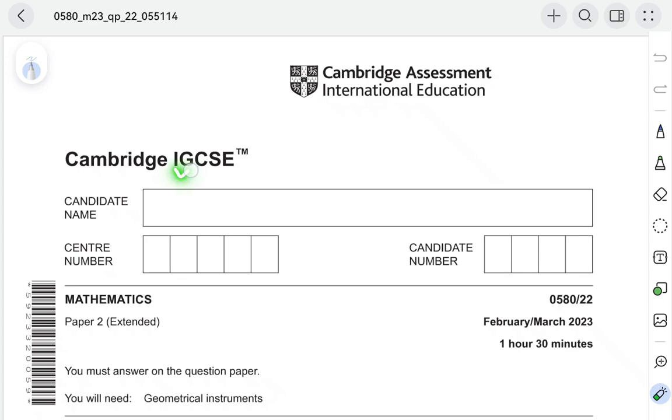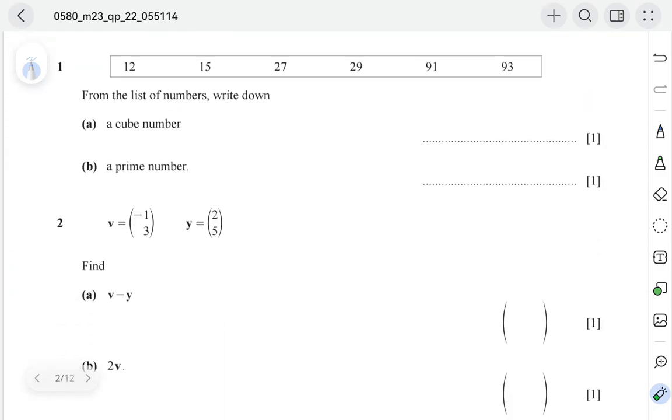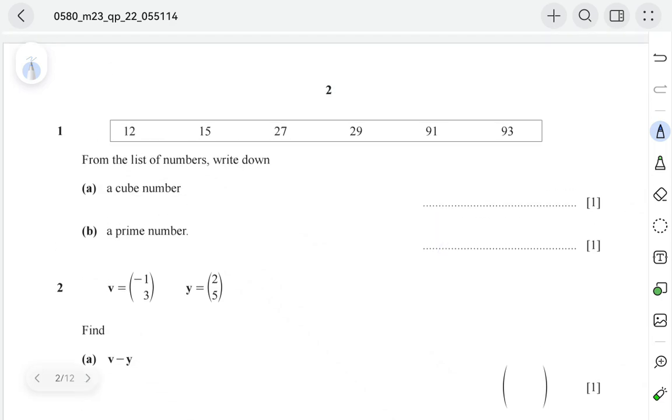Today we'll be going through the Cambridge IGCSE Maths Paper 2 Extended from the year 2023, February and March. Let's look at the first question. For the first question, we're asked to find a cube number.